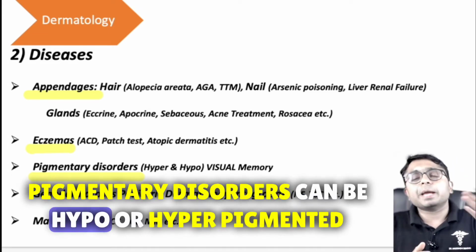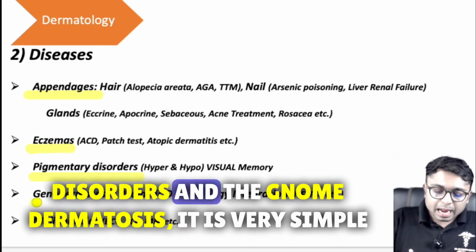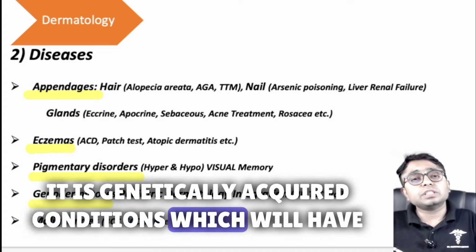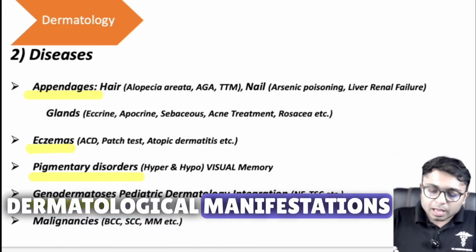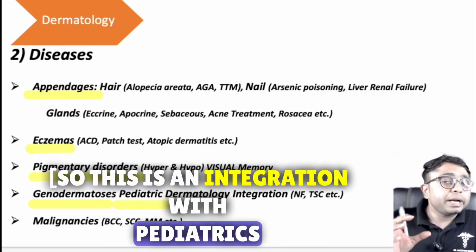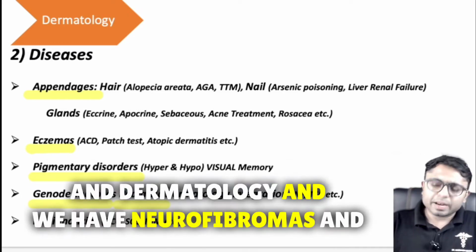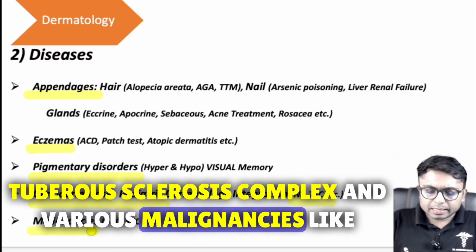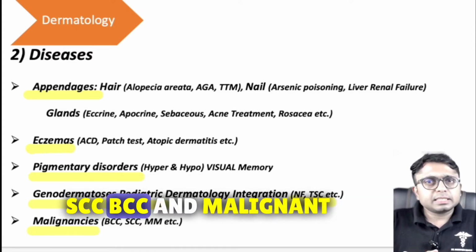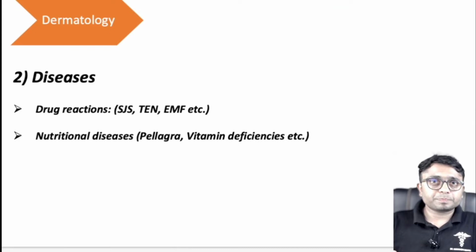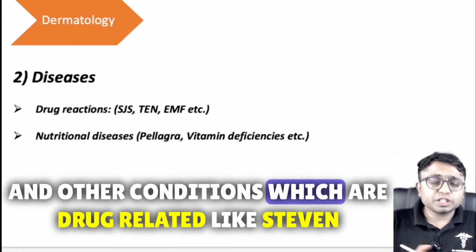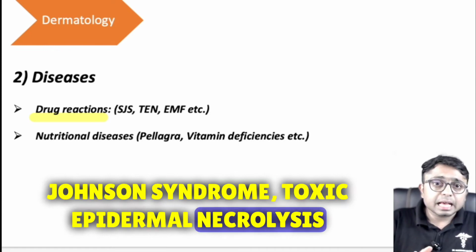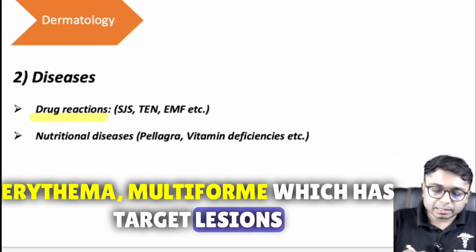Pigmentary disorders can be hypo or hyperpigmentary disorders. And the genodermatosis, it is very simple. It is genetically acquired conditions which will have dermatological manifestations. So this is an integration with pediatrics and dermatology. And we have neurofibromas and tuberous sclerosis complex, and various malignancies like squamous cell carcinoma, basal cell carcinoma, and malignant melanoma. And other conditions which are drug related like Stevens-Johnson syndrome, toxic epidermal necrolysis, erythema multiforme, which has target lesions.